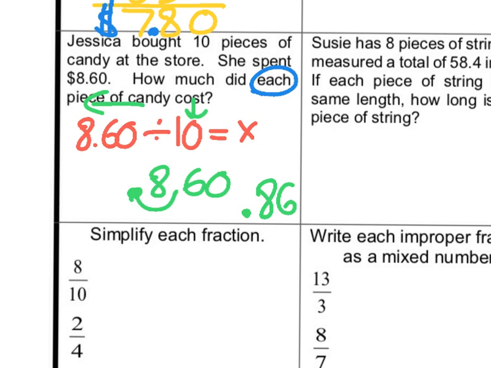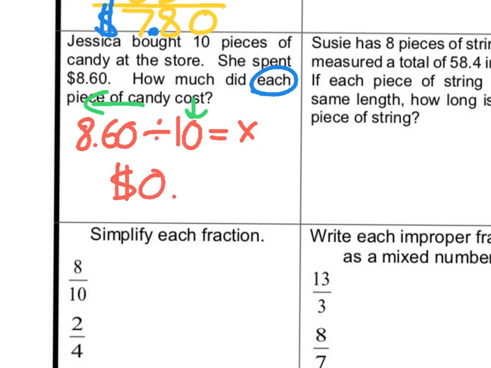So I'm going to erase this right here. So once again, every piece of candy costs 86 cents. And if I wanted to, I can verify that and do 86 cents times 10. And as you guys can tell, it just moves back to the right, and it goes back to 8.6.